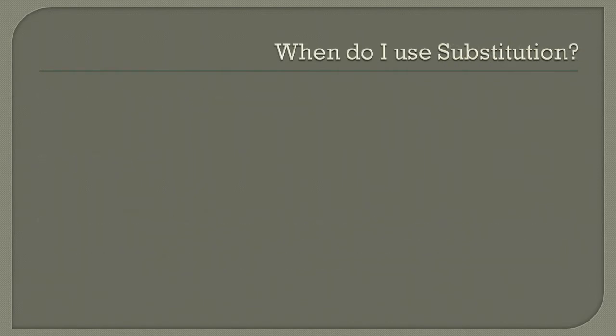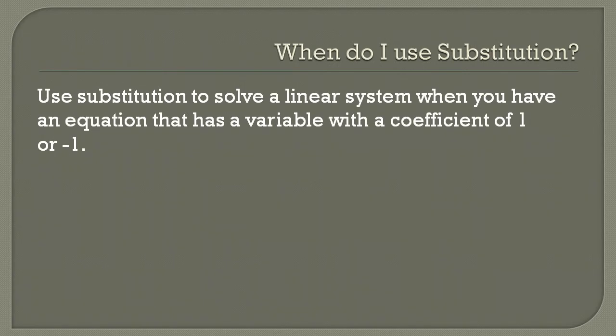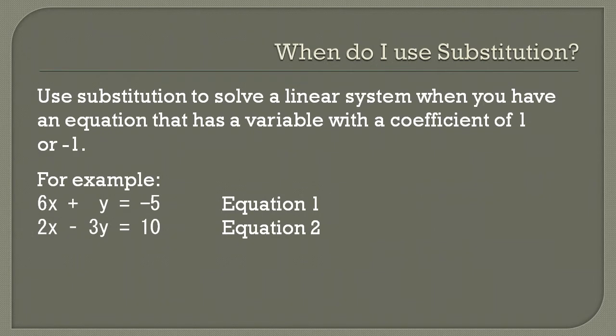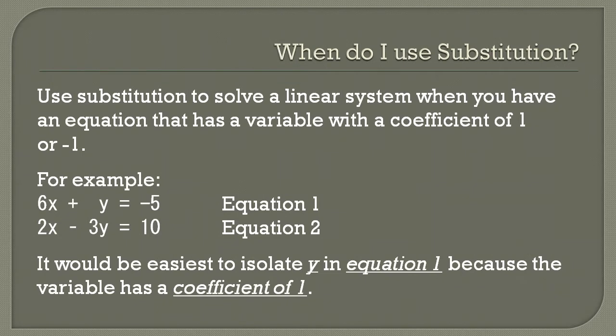When do you use substitution? Substitution is used to solve a linear system when there is an equation that has a variable with a coefficient of 1 or negative 1. For example, in this system, 6x plus y equals negative 5 and 2x minus 3y equals 10. You'll see that this equation over here has a coefficient of positive 1. So it would be easiest to isolate the y in equation 1 because the variable has a coefficient of 1.